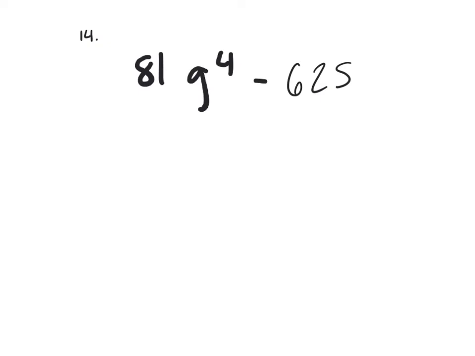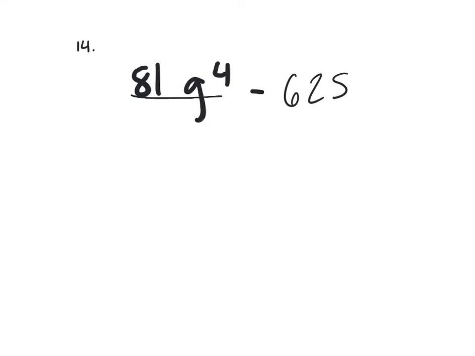What do we know that's special about these two things? What is special about this and this? What do we do? Oh, they're both perfect squares. Perfect. So what squared gives us 81g to the 4th power? 9g squared. Perfect.